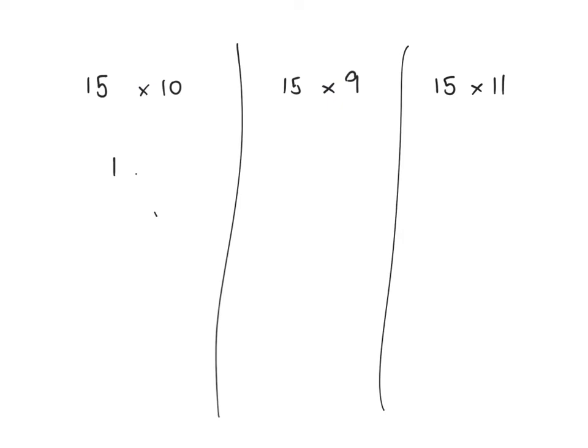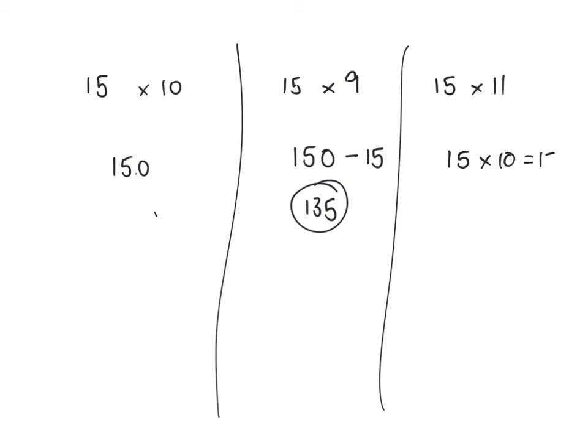Okay, so we know 15 times 10 is 150. So if I want 15 times 9, I do 15 times 10 and take a 15 off. Remember, I want 9 lots of 15, not 10 lots, 9 lots. I can do that sum, 135. Now I want 15 times 11. I know 15 times 10 is 150, and I want 1 extra lot of 15, which gives me 165.